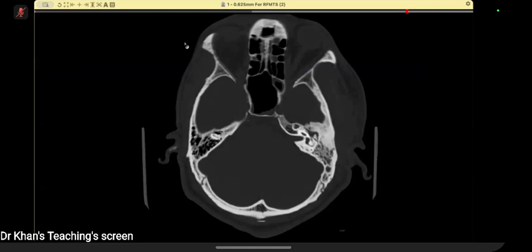Let me give you the history. This is a 70-year-old diabetic patient with left-sided periauricular swelling and tenderness, pus discharge from the left ear. Over to you.